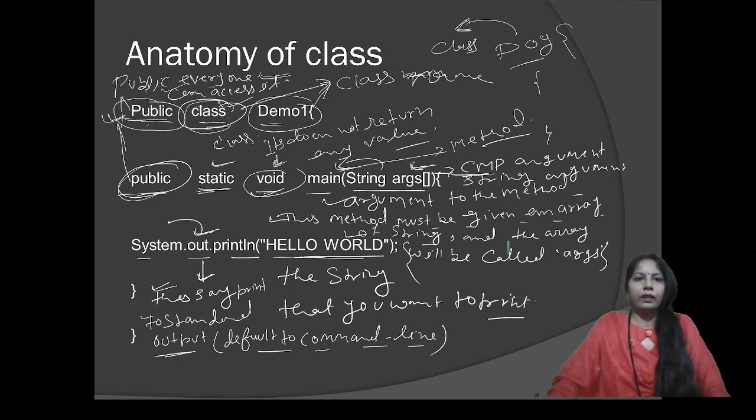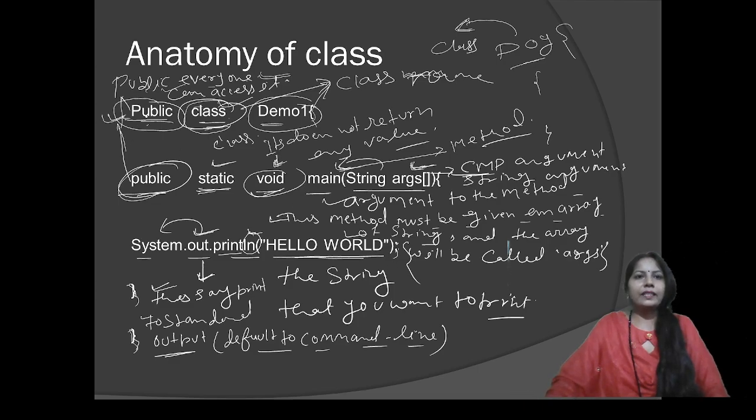Now, the ln in println. We can also use print directly, but ln means new line. Clear? Then there is the closing curly bracket. Here you close your method and you close your class. And here the statement must be terminated by a semicolon.